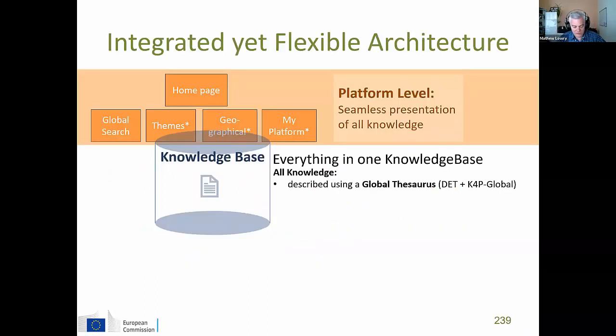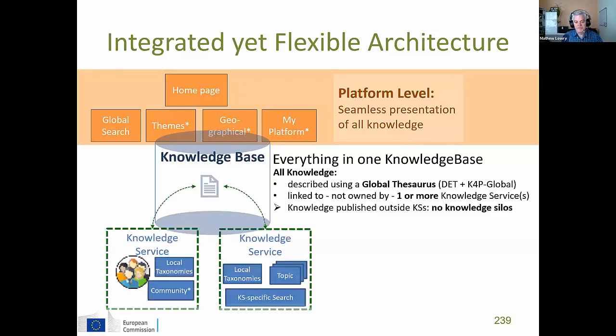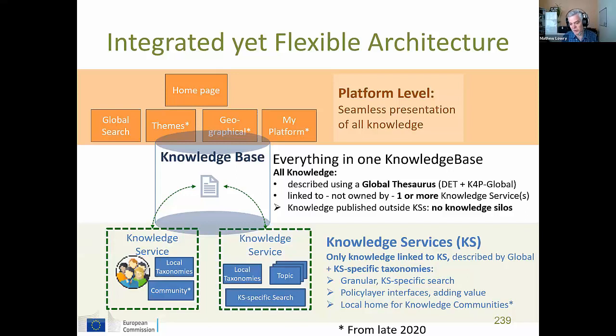Now, the way we've built it, sorry for the diagram, but it's important. The way we've built it is as follows. I just showed you the homepage. You can search the entire knowledge base. Everything that these different knowledge services publish is in one database. So we don't have knowledge silos. And everything in that database is described using a global thesaurus, so a single taxonomy. And there's about 1,500 terms in that taxonomy. But you will find these different knowledge services within the site.